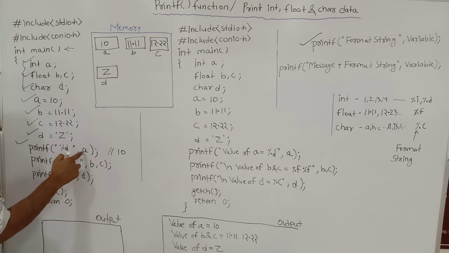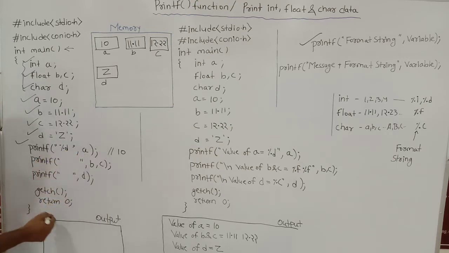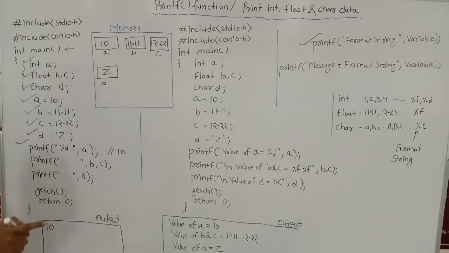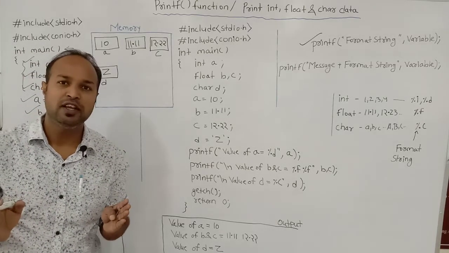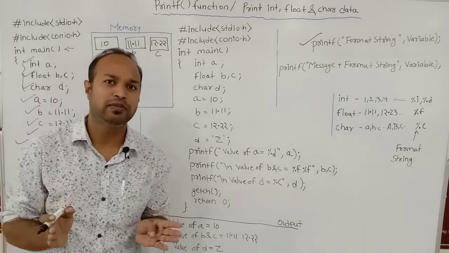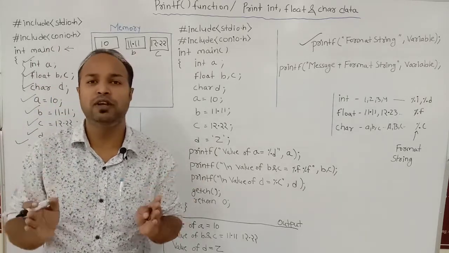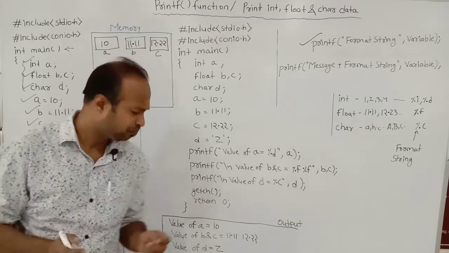But where a will be printed in place of %d. Suppose this is our output stream. So 10 will be printed like this. One more point: we have written %d one time, which means we want to print one integer data. If we write %d 2 times, it means we want to print 2 integer data. If we write %d 3 times, it means we want to print 3 integer data, etc.